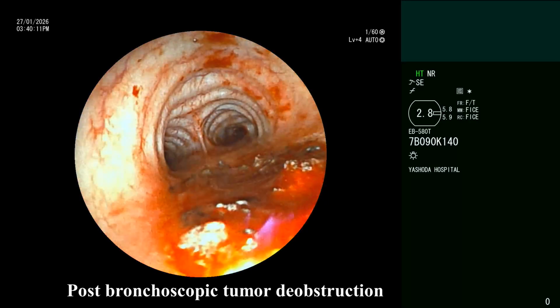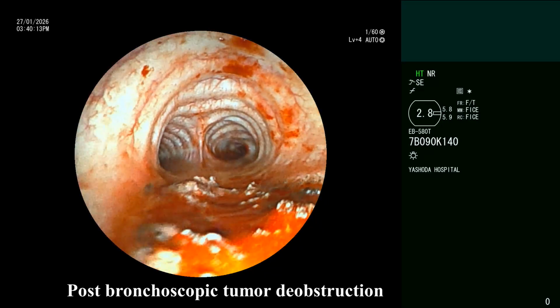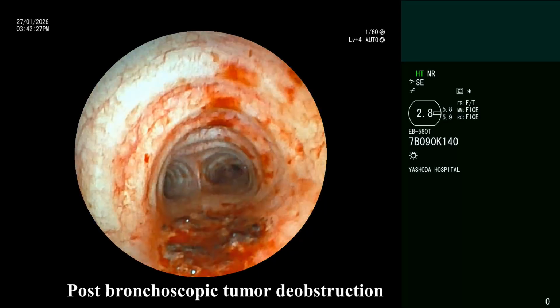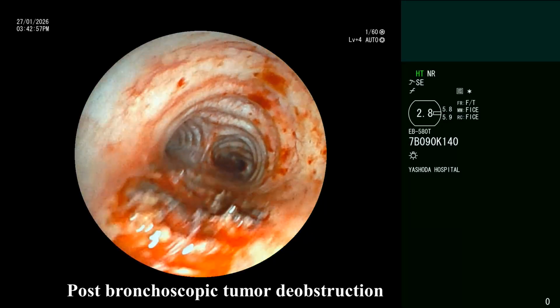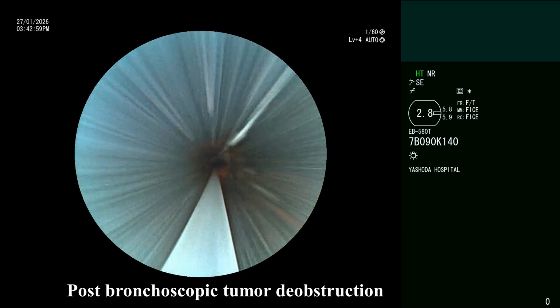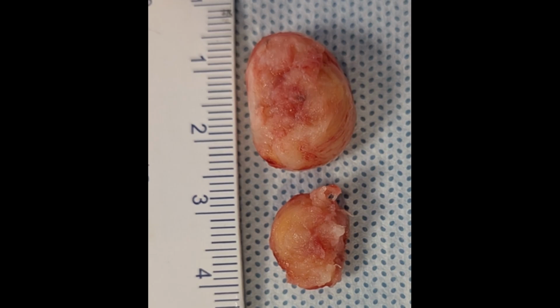At the end of the procedure, you can see that there is a near complete recanalization of the airway and the base of the tumor is electrocoagulated to prevent the recurrence. In the end, the tumor was sent for cytopathological analysis, which turned out to be a case of a tracheal schwannoma.